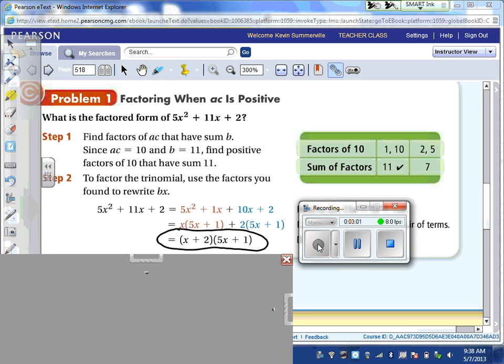Explain how they came up with their factors 1 and 10, how they went from the original equation to the final answer.